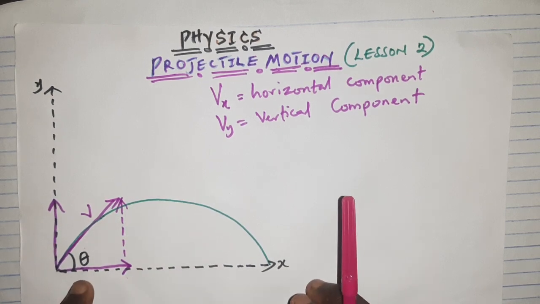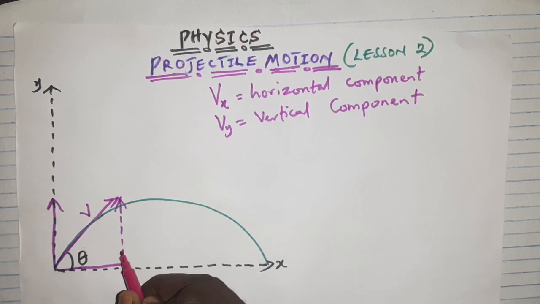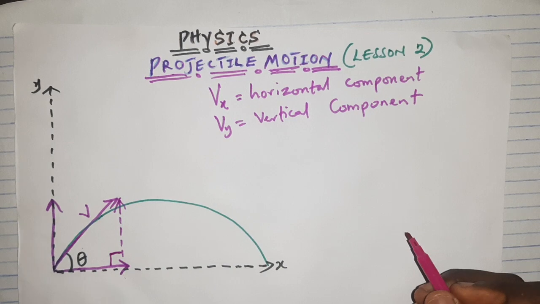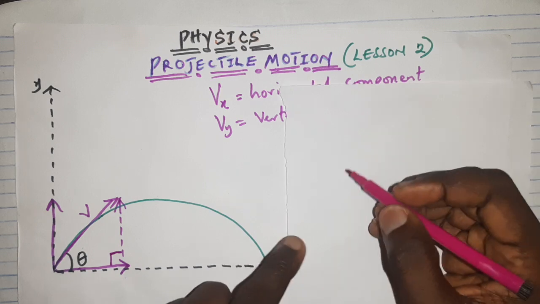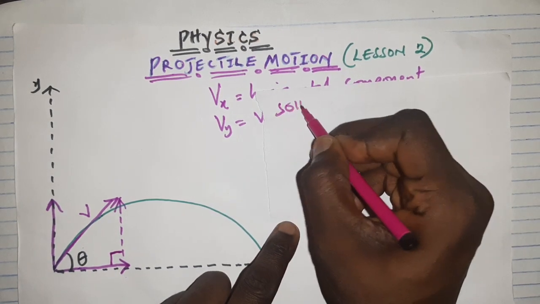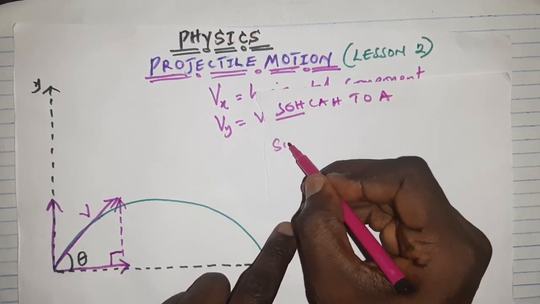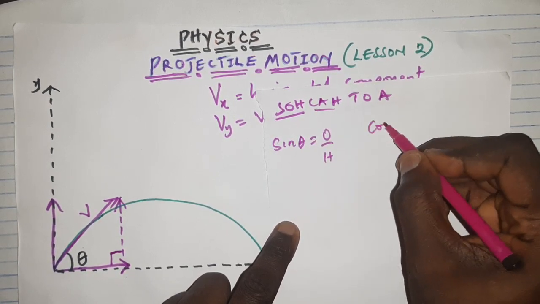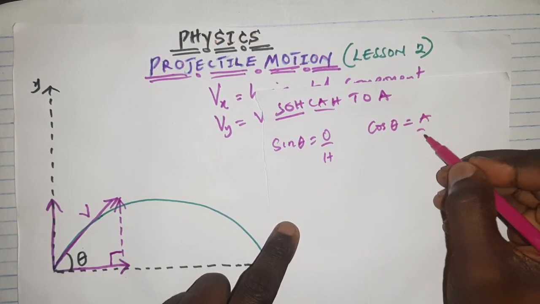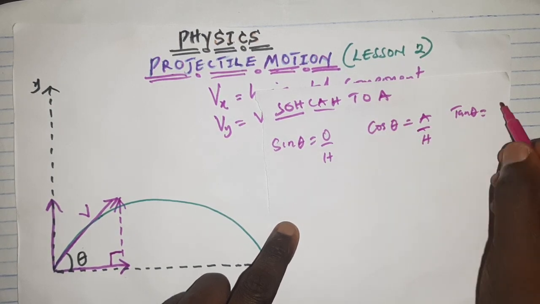So let's see the shortcut for getting the vertical and horizontal components of this velocity. Of course, we know this is a right angle triangle now, and we can use our SOHCAHTOA. From SOHCAHTOA, the SO: sine theta equals the OH, which is opposite over hypotenuse, and the CA: cos theta will be adjacent over hypotenuse, and of course the TOA: tan theta will be equal to the opposite over adjacent.